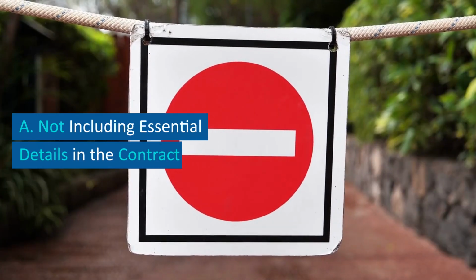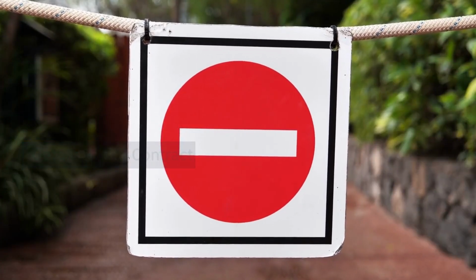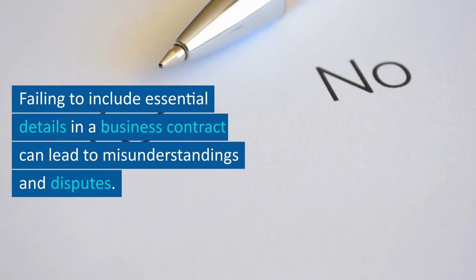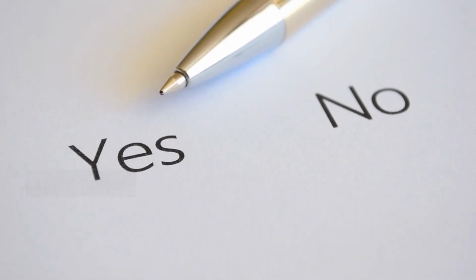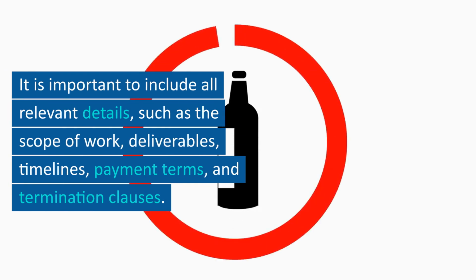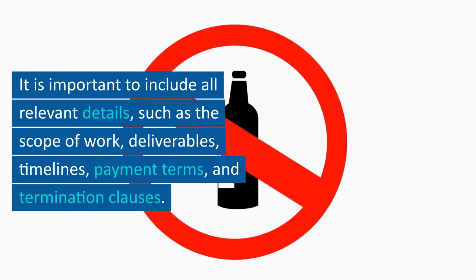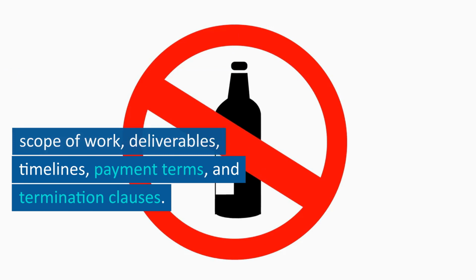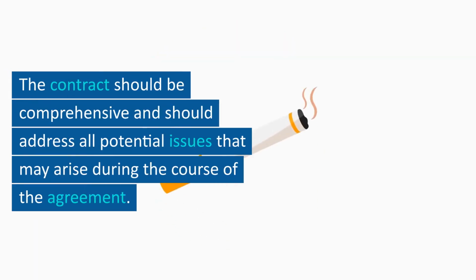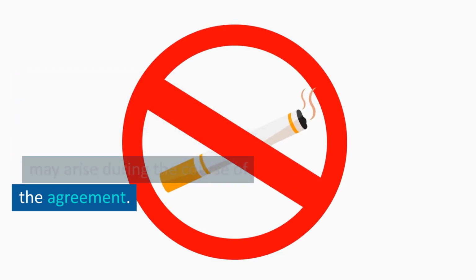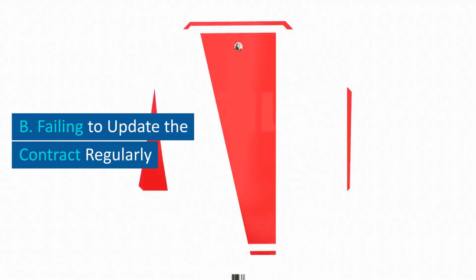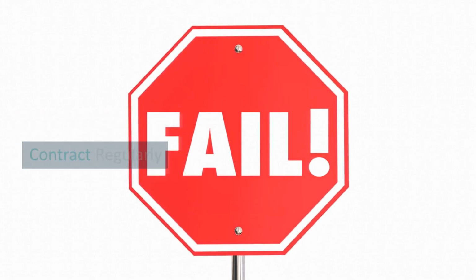Common mistakes to avoid. A. Not including essential details in the contract. Failing to include essential details in a business contract can lead to misunderstandings and disputes. It is important to include all relevant details, such as the scope of work, deliverables, timelines, payment terms, and termination clauses. The contract should be comprehensive and should address all potential issues that may arise during the course of the agreement.